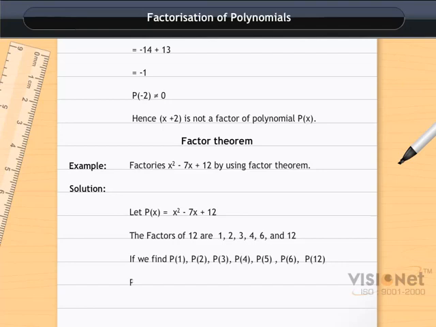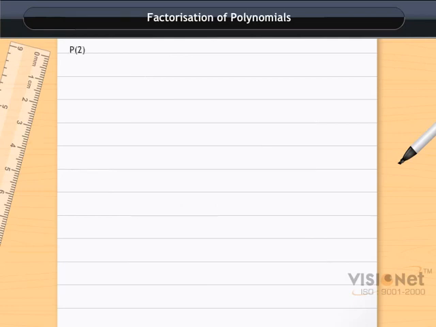p of 1 is equal to 1 minus 7 plus 12, not equal to 0. p of 2 is equal to 4 minus 14 plus 12, not equal to 0. p of 3 is equal to 9 minus 21 plus 12, equals 0. It implies x minus 3 is a factor. p of 4 is equal to 16 minus 28 plus 12, is equal to 0. It implies x minus 4 is a factor.